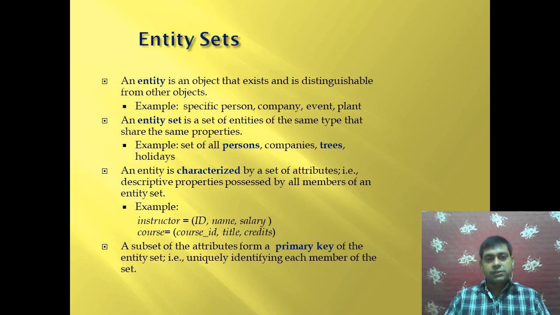Now, starting with the first point, that is entity sets. An entity is an object that exists and is distinguishable from other objects. Let's say, for example, person, dog, company, event, plant, school, college. Each and everything is known as an entity set. An entity set must have some characteristics, and those characteristics are called attributes. Say, for example, instructor is an entity, so the ID, name, salary, all these are different attributes for that instructor.